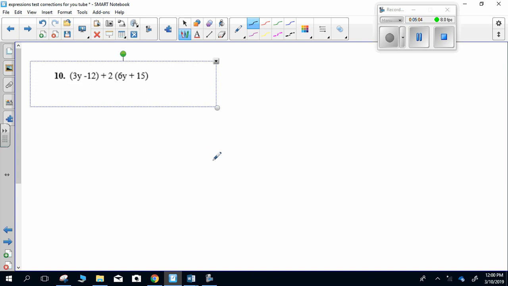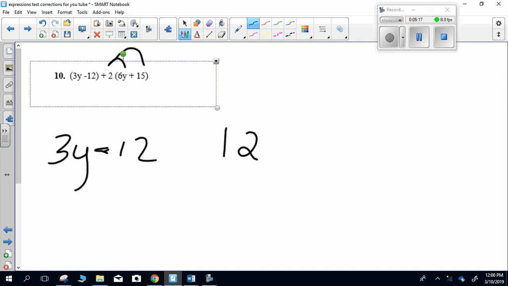3y minus 12. There is nothing you can do to that because that is already in lowest terms because y and 12 have different last names. The next one, we have to draw a rainbow to each term. 2 times 6y is 12y, plus 2 times 15 is 30.